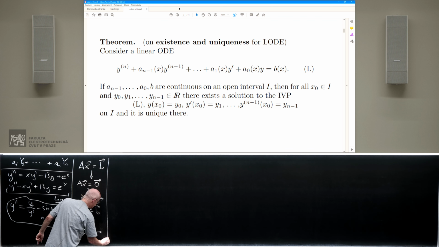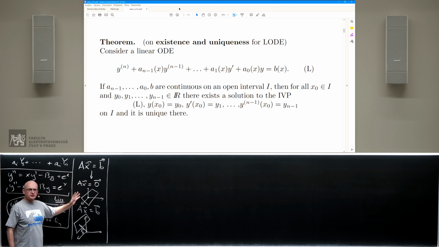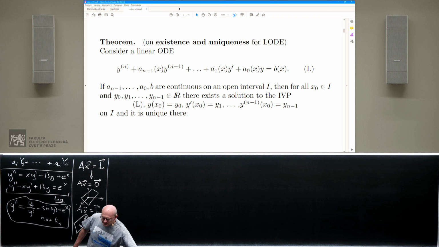Let me show it. Let me prove it. And if you still recall something from linear algebra, you will see that the proofs are actually going along the same lines as they did in linear algebra for such nice systems. Okay? So let's have a look at our first statement.